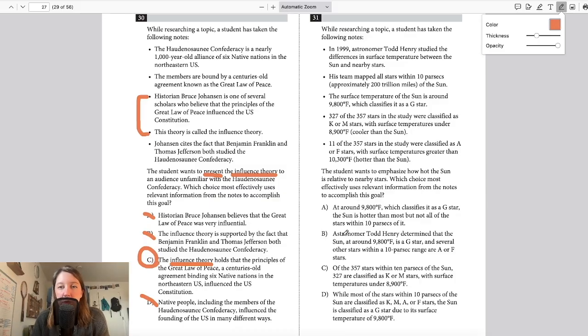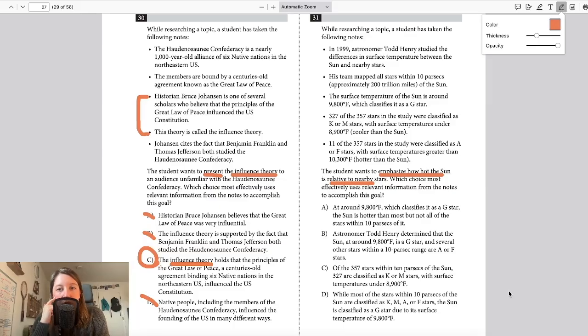Okay, same type of question for number 31. It says the student wants to emphasize how hot the sun is relative to nearby stars. Which choice does this the best? Okay. So let's read the notes.